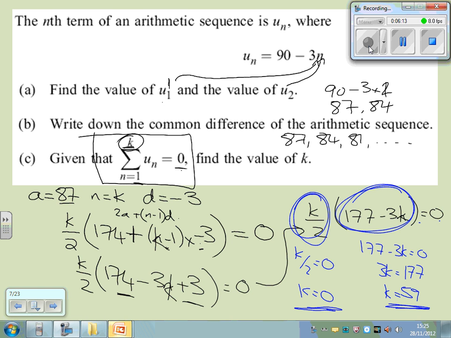k equals 0, what does that mean? That means if you had 0 here, if you had no terms at all, if you weren't adding up any of them, the answer would be 0. Obvious. If they weren't adding up any of them, the answer would be 0.